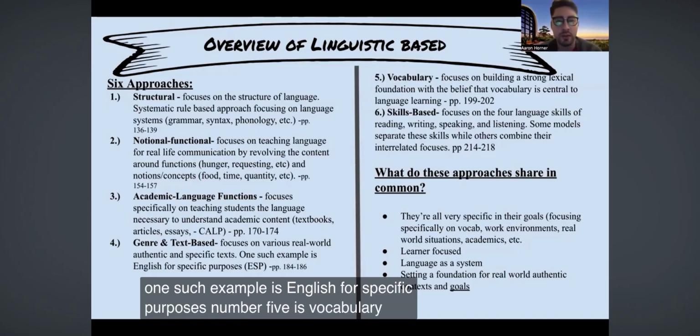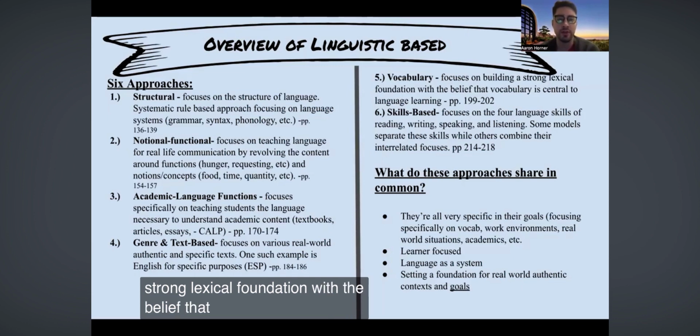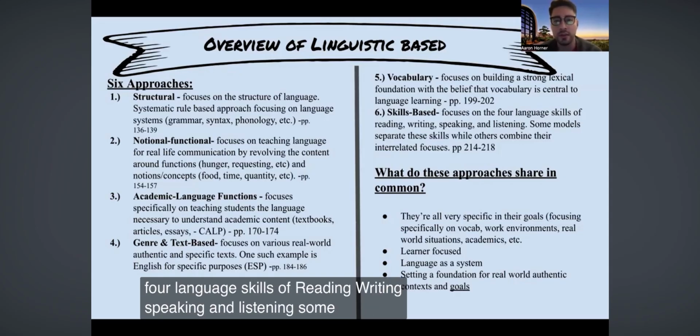Number five is vocabulary. This one focuses specifically on building a strong lexical foundation with the belief that vocabulary is essential to language learning. And number six is skills-based. This one focuses on the four language skills of reading, writing, speaking, and listening. Some models separate these skills, but others combine their interrelated focuses.